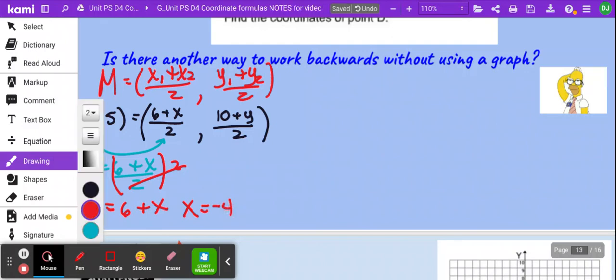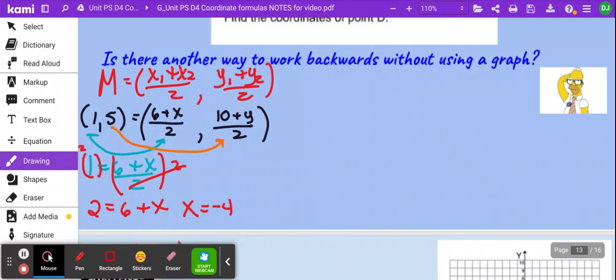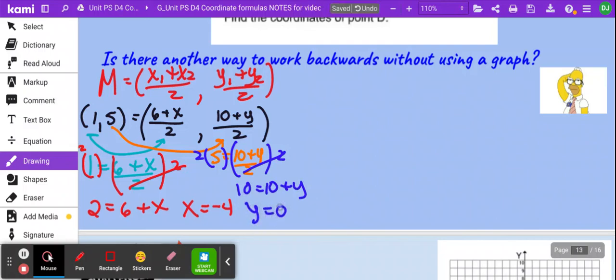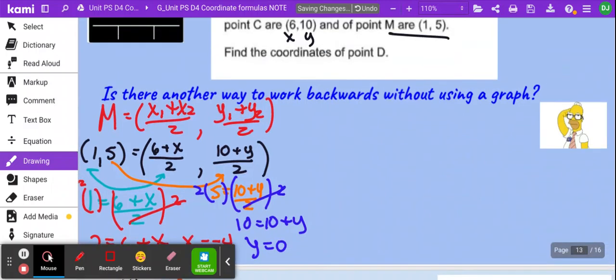Okay, now I'm going to do the same thing with the y. So notice this 5 had better equal 10 plus y divided by 2. So 5 equals 10 plus y divided by 2, and we know how to get rid of that 2. Multiply both sides by 2. Clear the fractions. 10 equals 10 plus y. This one's pretty simple, I would say. Y equals 0. And we know that because we knew D was at -4, 0.